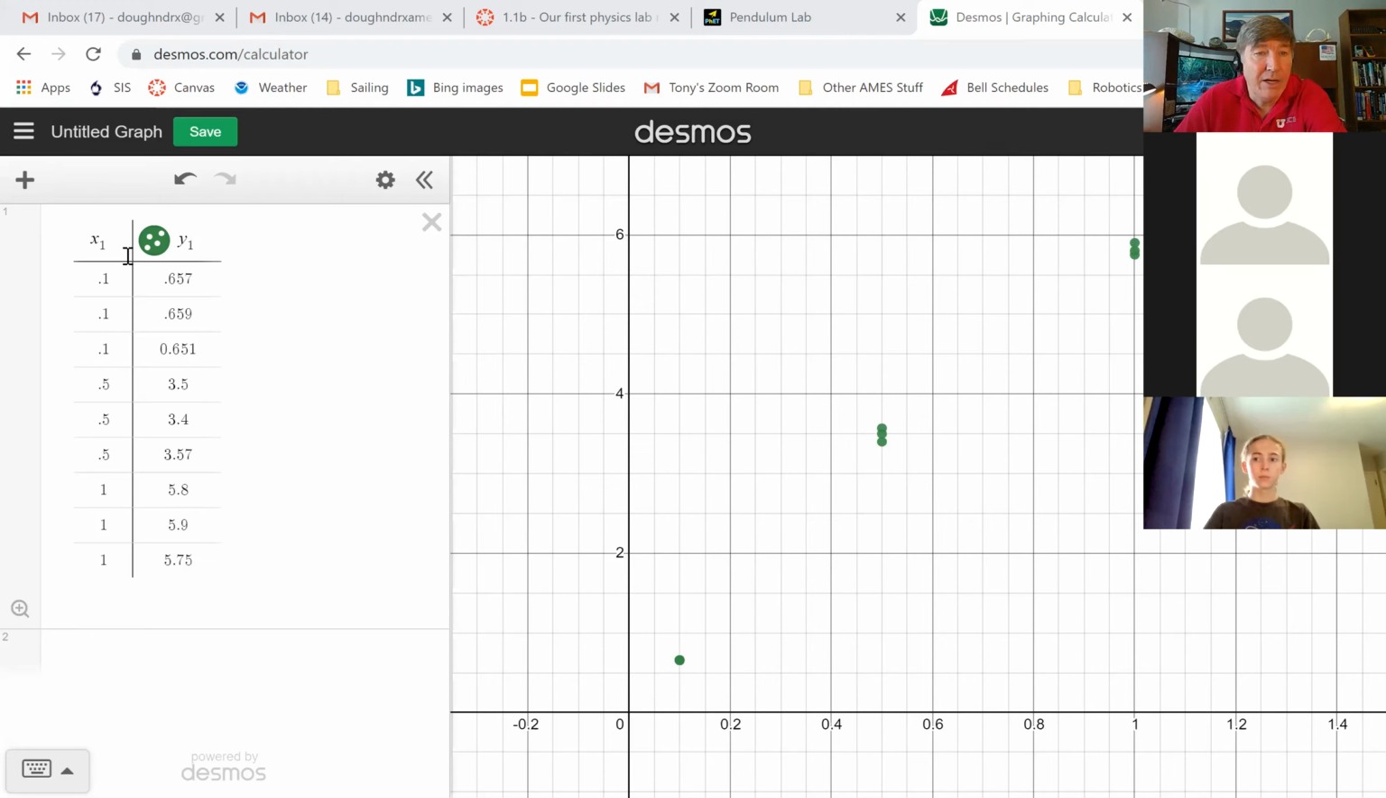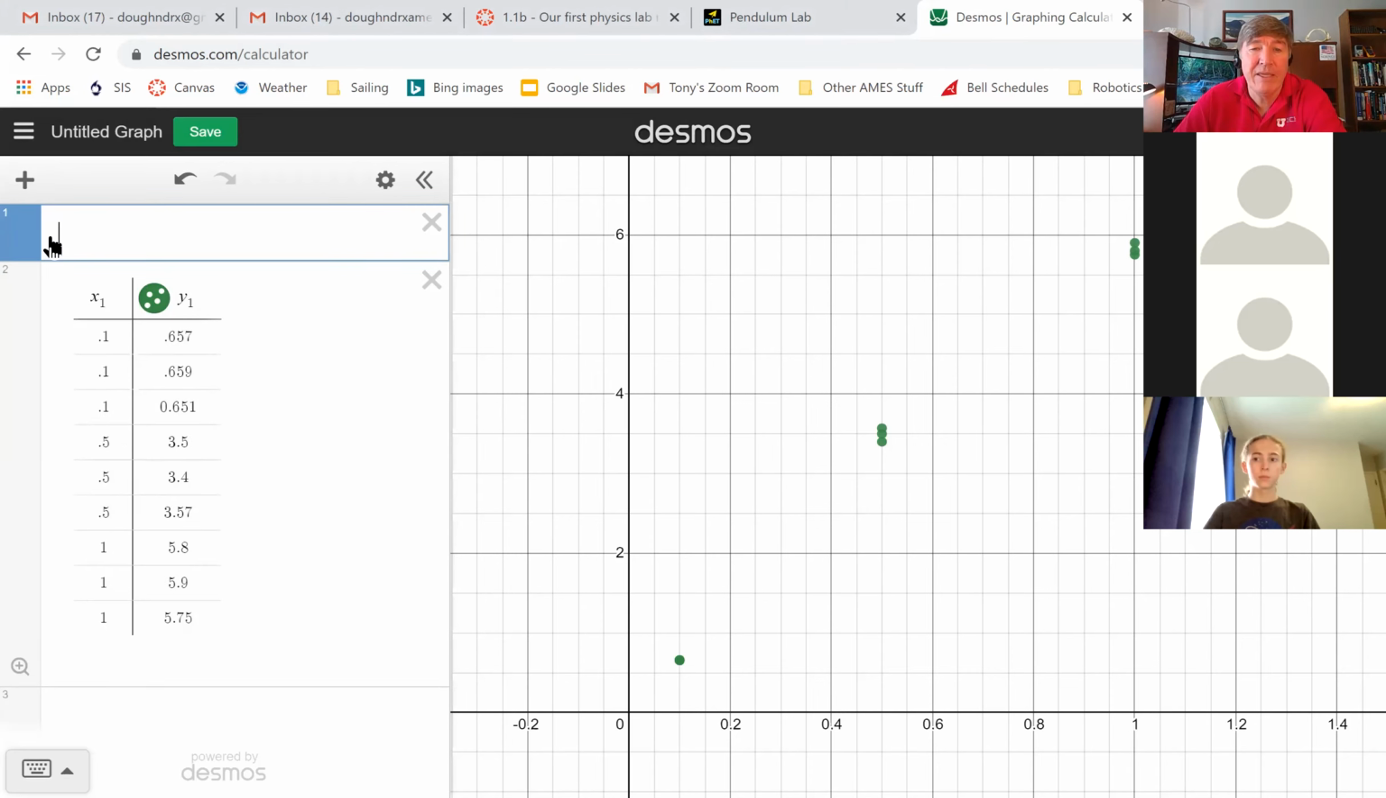All right, so I'm going to come back to the plus sign. I'm going to click on plus sign, but this time I don't want a table. This time I want an expression. So I'm going to come down to f of x expression function, in other words, right? And let's say that I think it's a line. So I'm going to ask Desmos to tell me the equation of the line that fits the best.